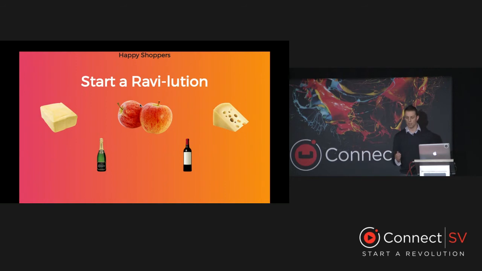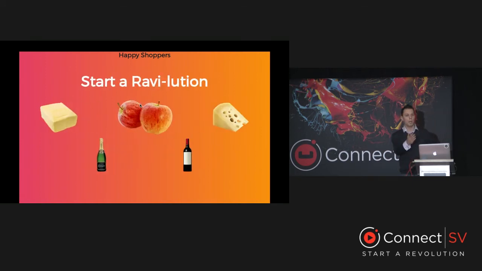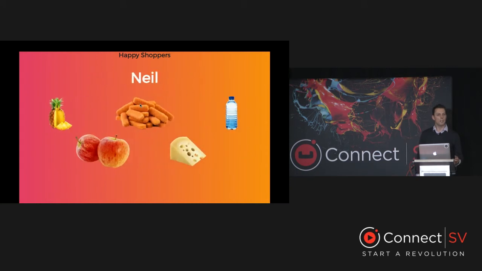Start a revolution. Nice, nice. So I've gone for some apples, some cheese. Dale Rob, where's Dale Rob? Hey, Dale, thank you very much. You went for some Marmite. Nice. You British? No. Do you know what Marmite is? She knows it's gross, yes. Neil's gone for the fish fingers.